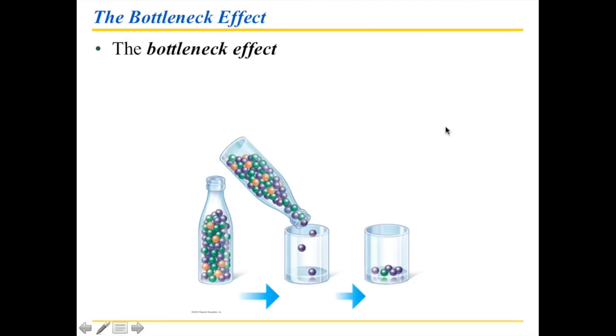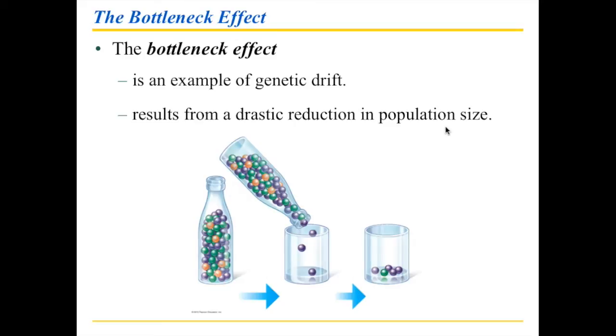Now there are many other kinds of circumstances when this may occur. One of these is called the bottleneck effect. And in a bottleneck effect, you have genetic drift not based on whether something is good or bad, but simply based on position. In this case, position in the bottle. And it happens when the population is dramatically reduced in size. Now, obviously, this bottle business is an illustration.